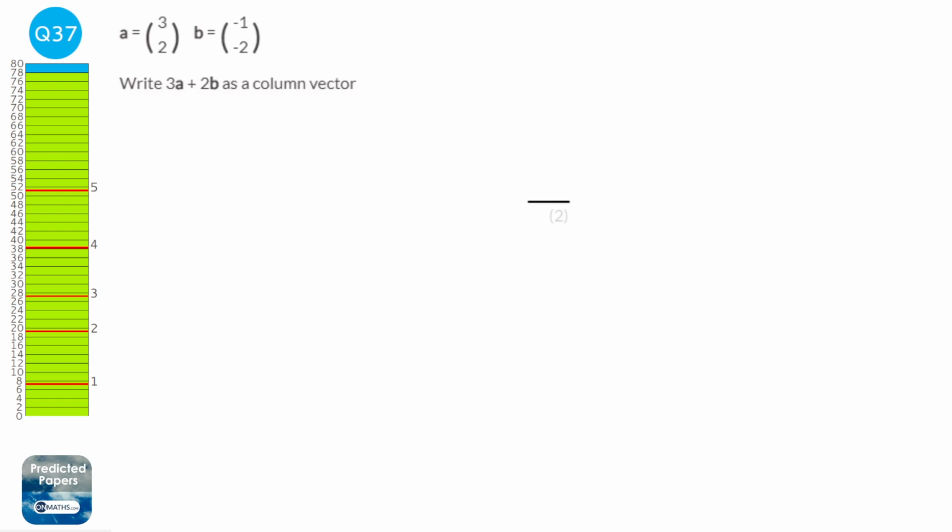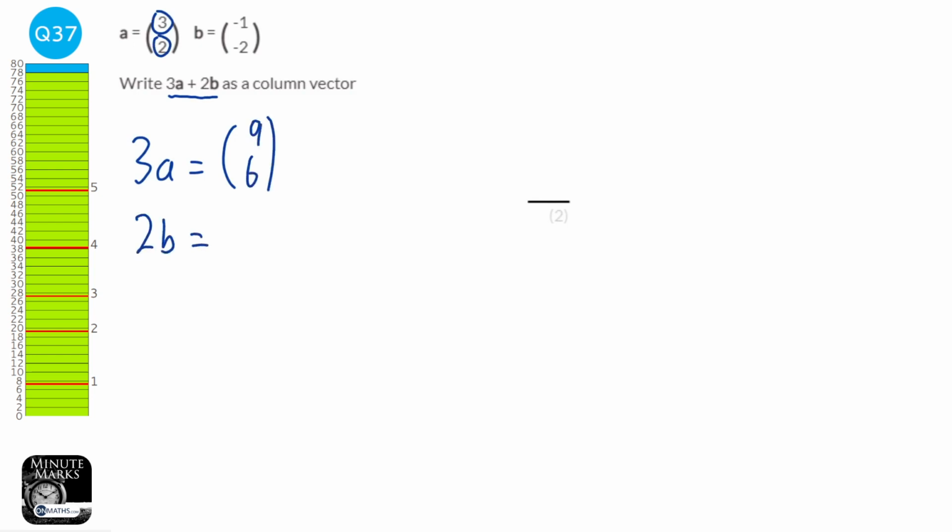So we're asked to find the vector 3a plus 2b. So we're going to start off by working out 3a. And so we just go times the top and bottom of a by 3. So that'd be 9 and 6. And to find 2b, we do exactly the same to the second one, but we're going to times it by 2. That'd be minus 2 and minus 4.